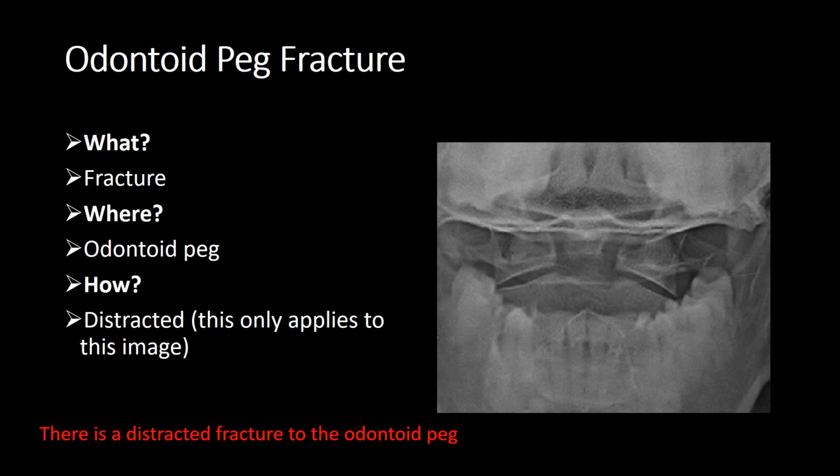Now this only applies to this image, because what we would like to see is the lateral view to see if the peg has displaced, causing either a spondylolisthesis or a retrolisthesis of C1 onto C2. So you would need your lateral view in order to assess for alignment. So the distracted bit only applies on this view.